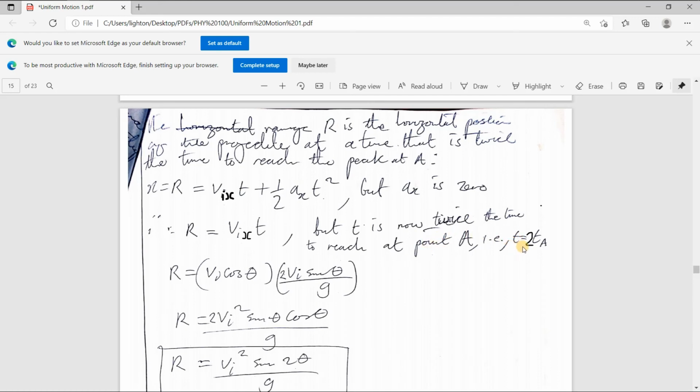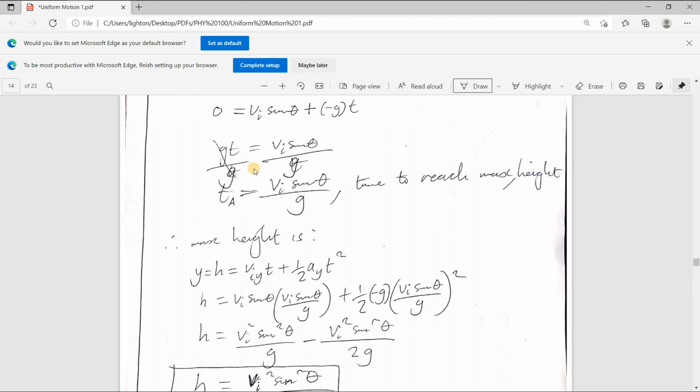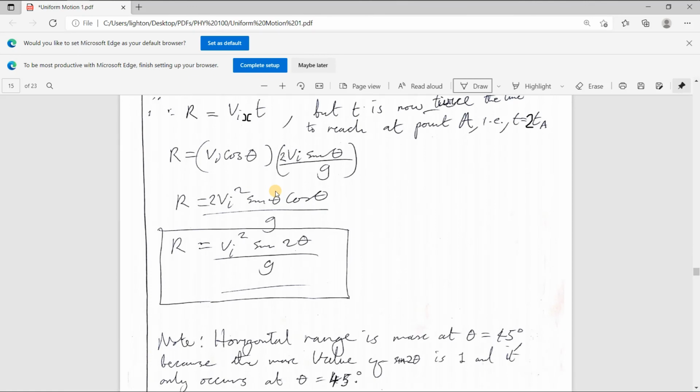So here I was saying that t is equal to 2 t a. Hence r, the range, we substitute for what we know. v i subscript x is just v i cos theta. Now t is just twice t at A. Now we know what t at A is. Multiplying it by 2 is our time, which is that. This is why the 2 is in front there: 2 v i sin theta over g. So when you multiply this by that, you get in this expression.